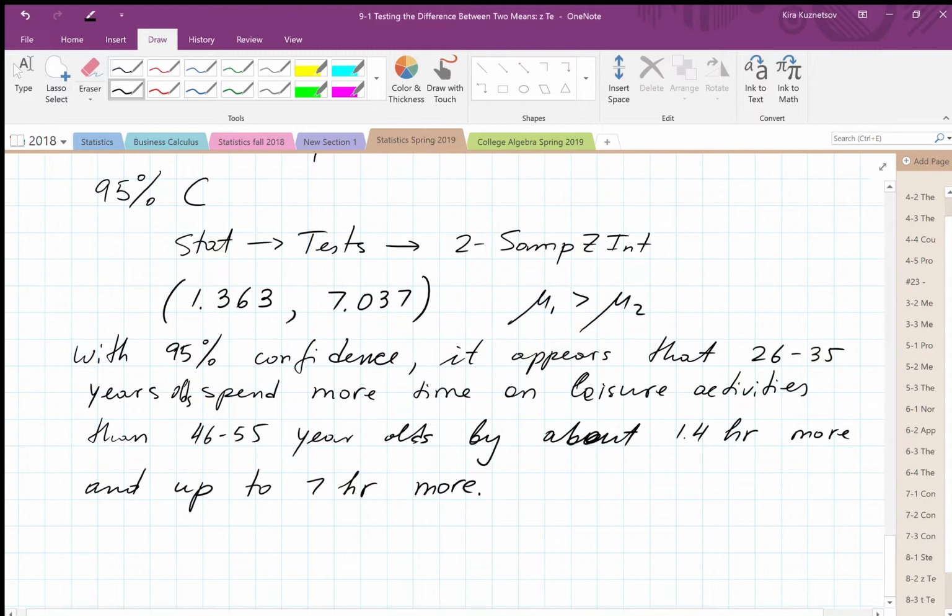But you can do one tail. Although I wrote here one tail, this is actually a two-tail test. I will end this video right here. This is the end of 9-1, and then we'll continue with 9-2.